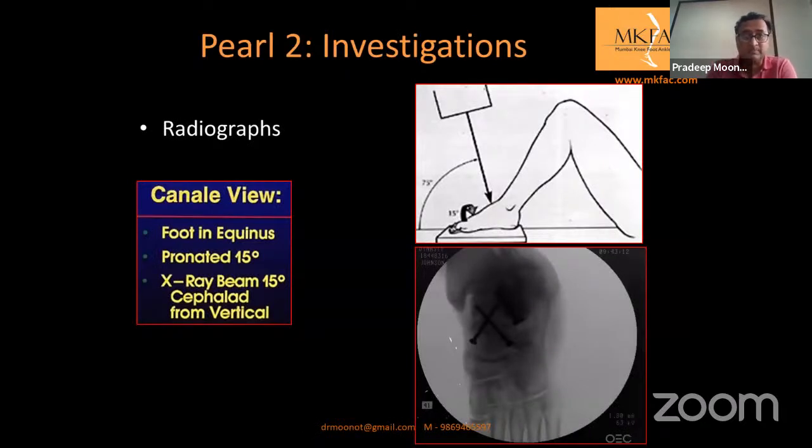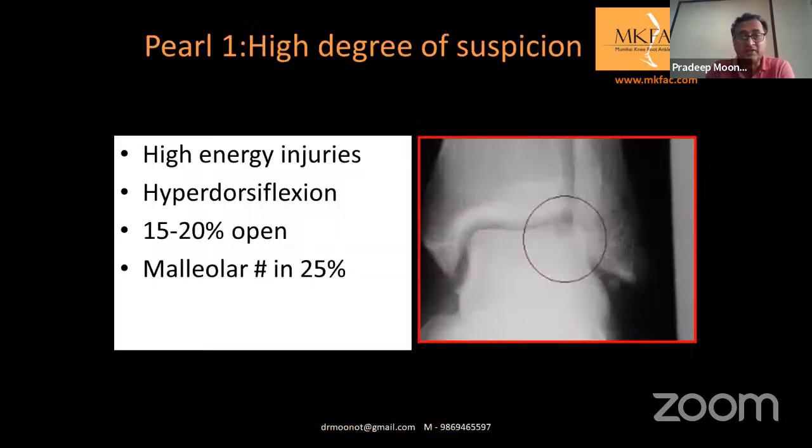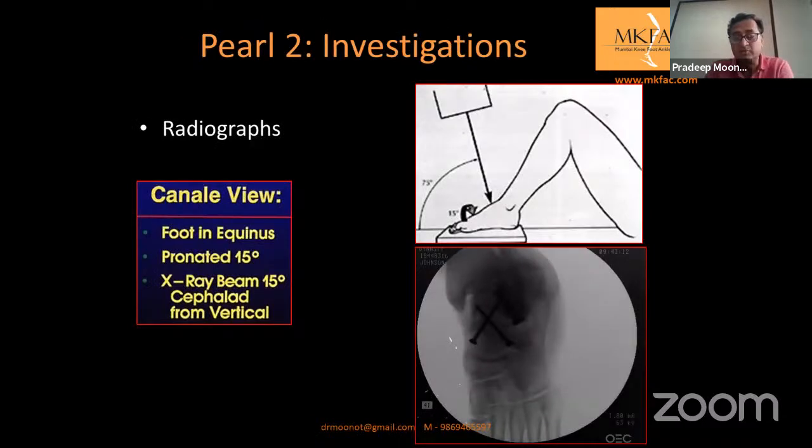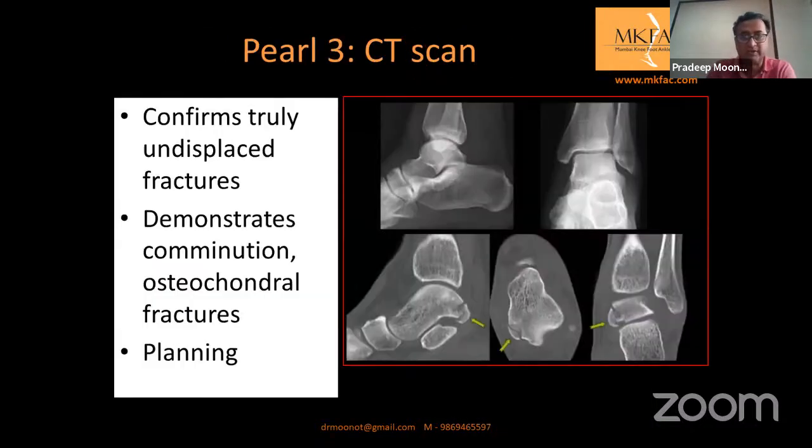Second pearl is, how do you get a view to see the whole talus? This is important, especially intraoperatively when you are fixing the talus. You do not want to struggle, thinking, I can't see the talar neck. Do I know if the reduction is good enough or not? That is the Canale view, where the foot is in equinus, slightly pronated 15 degrees, and the X-ray beam is directed 15 degrees cephalad from the vertical. You should be able to see the whole neck in profile, and I'll show you better pictures later on.